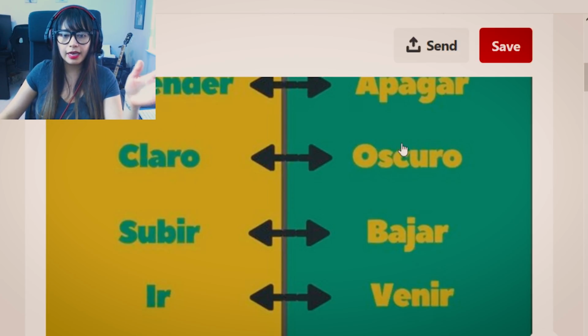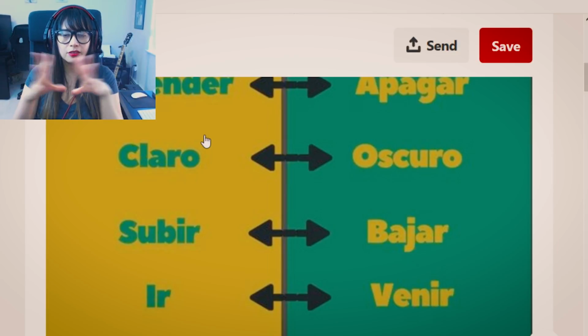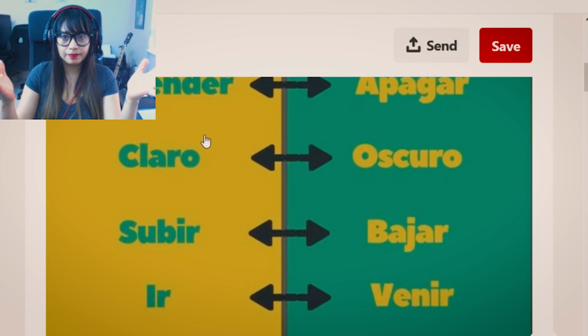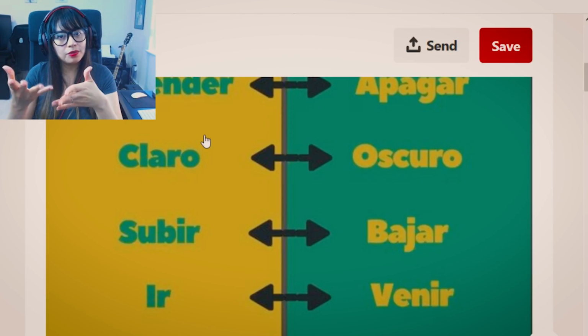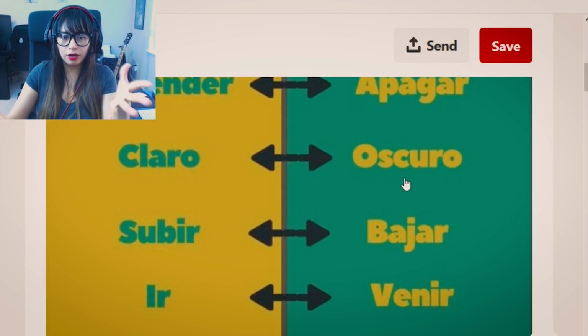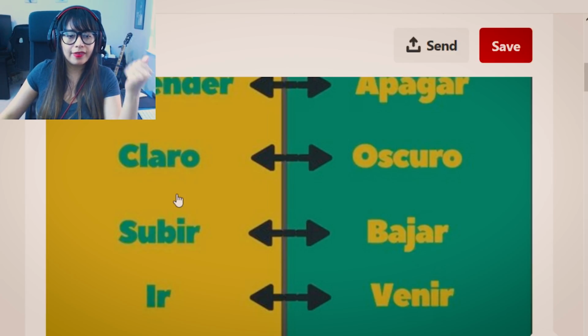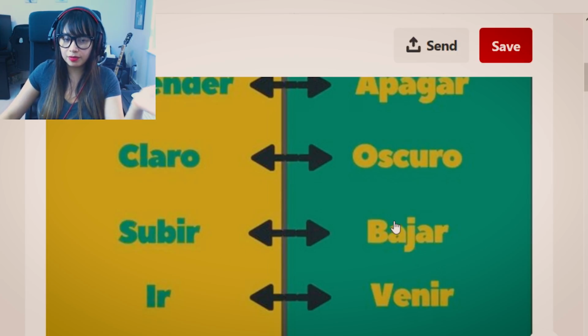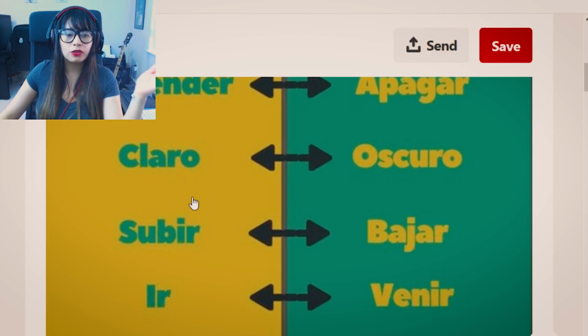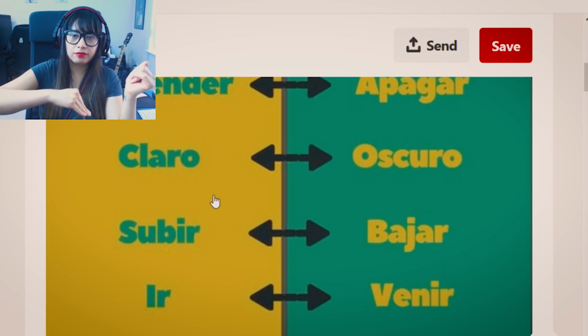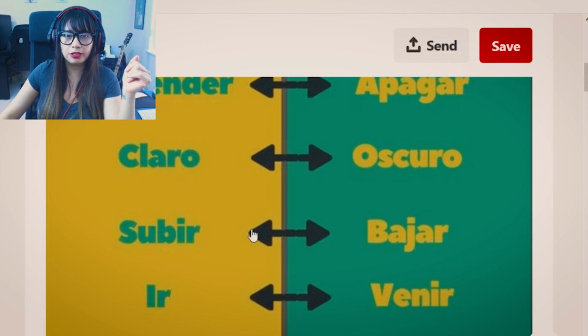Claro and oscuro. Do you know this one? Claro means bright or clear. Oscuro is the opposite. Oscuro means dark. So it's the opposite of claro. The next one is subir, and the opposite word is bajar. Subir, going up, bajar, going down. These two are also Spanish verbs.